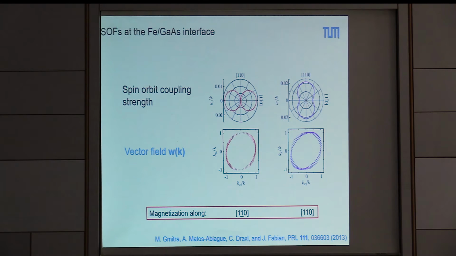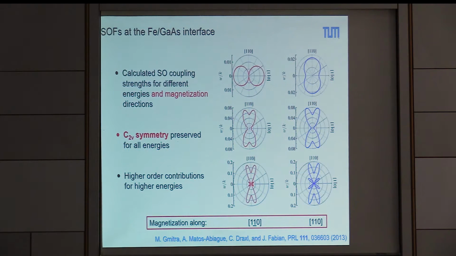There's one interesting thing, actually. If you switch the magnetization in the iron slab, you can also switch the spin orbit fields in some cases. Now, you can also do this for different energies. So you can go higher up in energies, and you can see from the calculations that there are higher contributions.